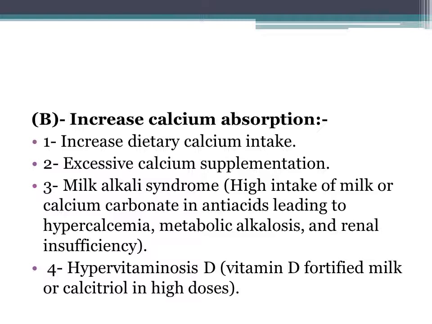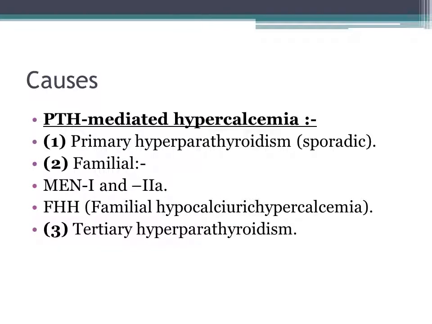Increased calcium absorption through increased dietary calcium intake, excessive calcium supplementation, milk alkali syndrome, and hypervitaminosis D due to vitamin D fortified milk or calcitriol in high doses. From the causes also, PTH mediated hypercalcemia like primary hyperparathyroidism, sporadic or familial like MEN type 1 and MEN type 2A, or familial hypocalciuric hypercalcemia, or tertiary hyperparathyroidism. All cause hypercalcemia except secondary.